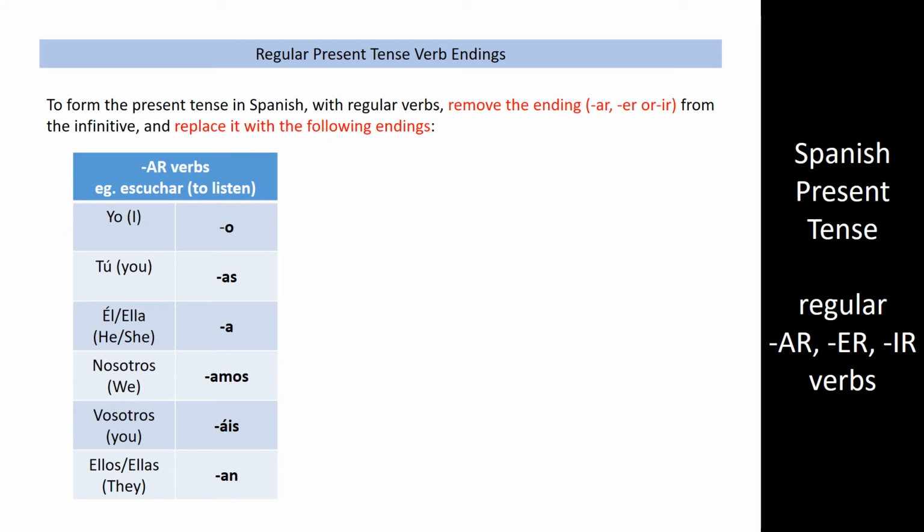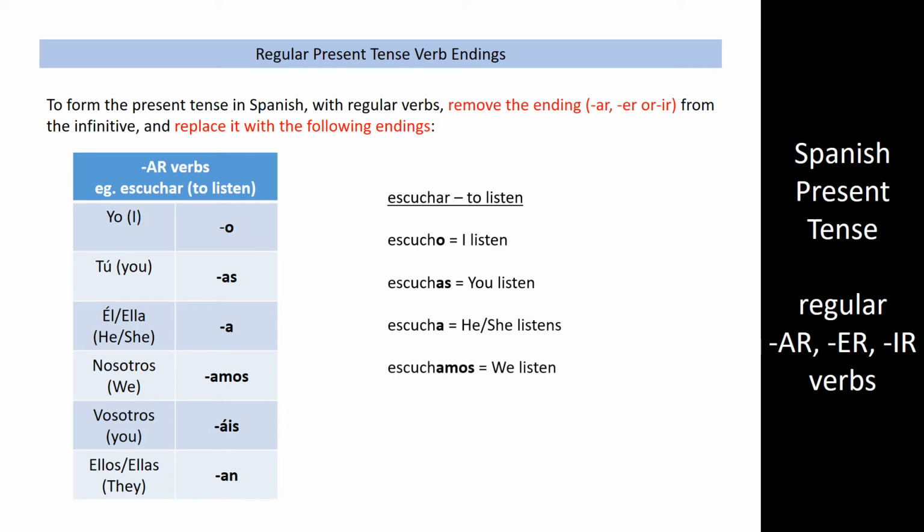So again we have AR verbs, and just to make it really clear, escuchar, take off the AR, we have escucho for I listen, escuchas, escucha, escuchamos, escucháis, escuchan. Okay, and you do that for any AR verb that you know is regular.